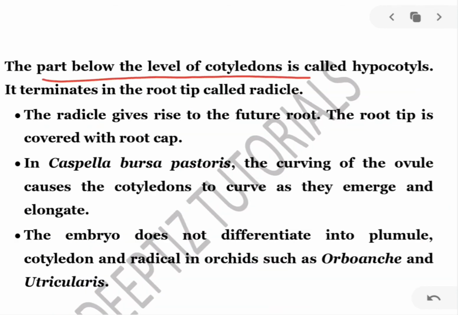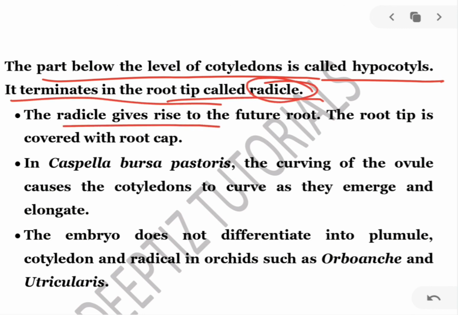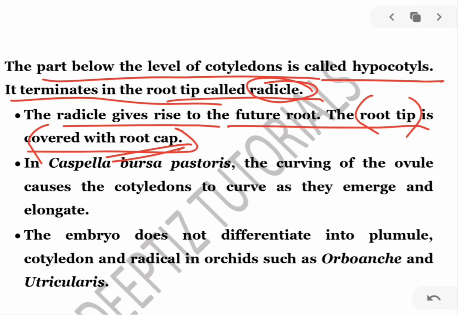And the part below the level of cotyledon is called hypocotyl. It terminates in the root tip called radicle. Radicle gives rise to the future root and the root tip is covered with the root cap. Now we clearly know which part becomes the root tip, which is covered with the root cap, and we know which part is going to give rise to the root cortex also.